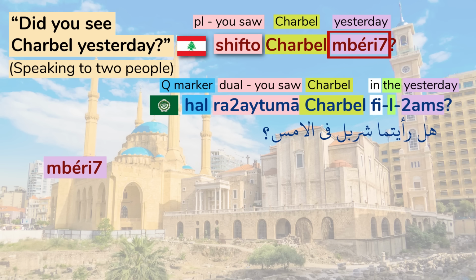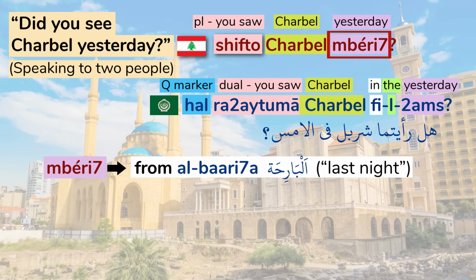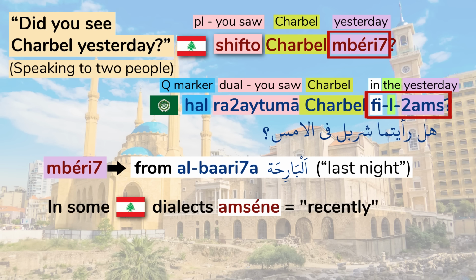which is used throughout the Levant region and Egypt, with slightly varying pronunciation. It comes from the standard word, البارحة, which means last night. In MSA, the usual word for yesterday is أمس, or في الأمس, in the yesterday. It's interesting to note that in some Lebanese dialects, specifically in the south, the word أمسانة is used, with the meaning of recently. It comes from the word ams.